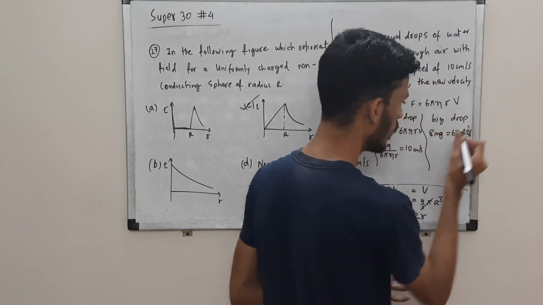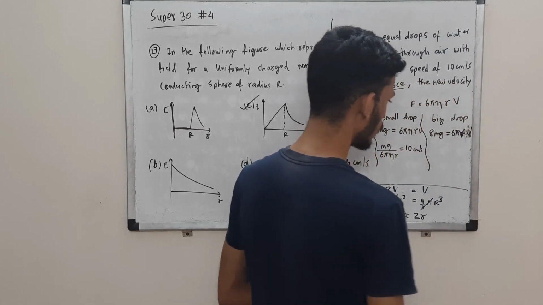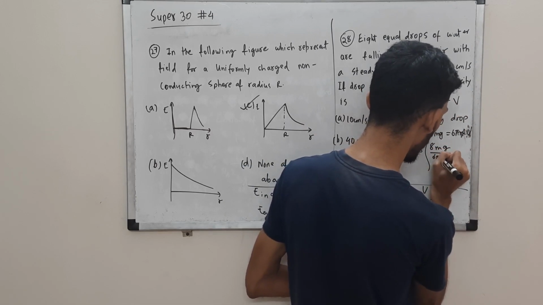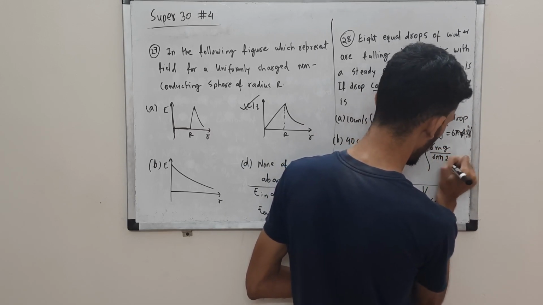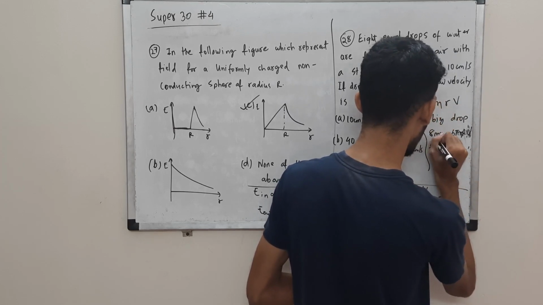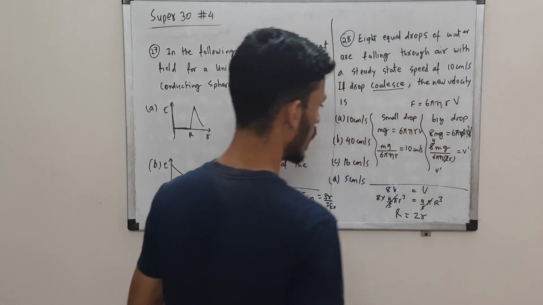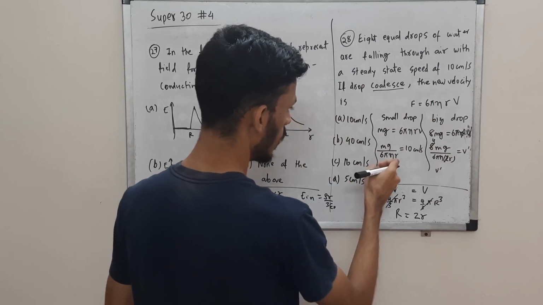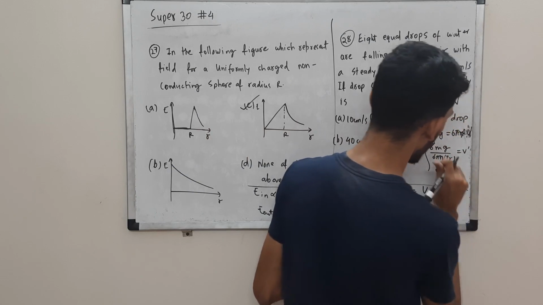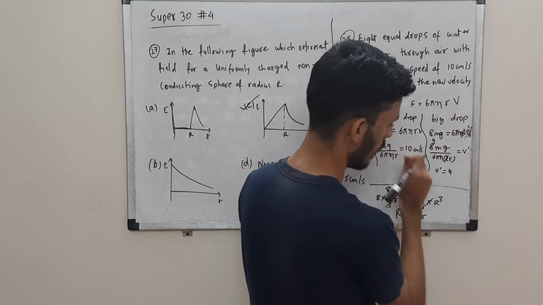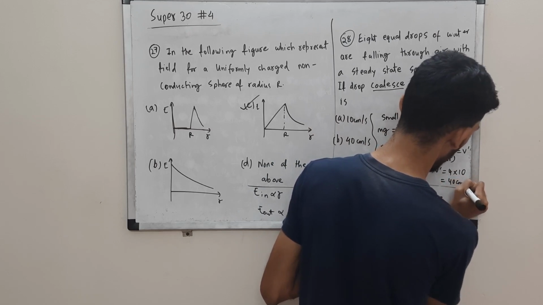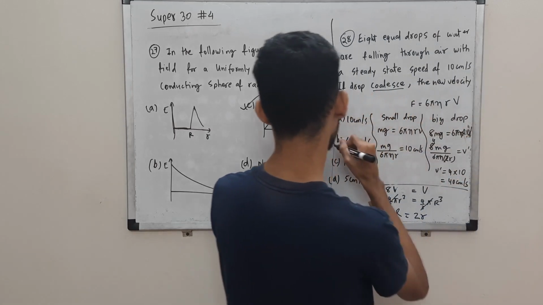We are supposed to find this v. I'll write v dash. So we have 8 mg upon 6 pi eta 2r now, and v dash is what we are supposed to find. So this is 4 times mg by 6 pi eta r. We know that mg by 6 pi eta r is 10. So 4 times mg by 6 pi eta r, which is equal to 10. So 4 times 10, which is 40 centimeters per second, which is option B.